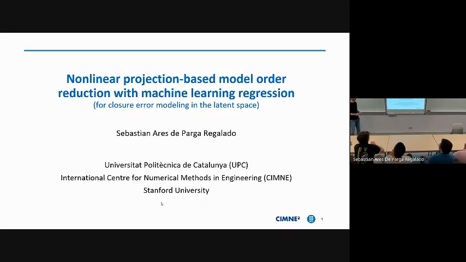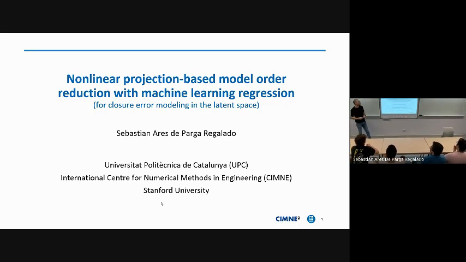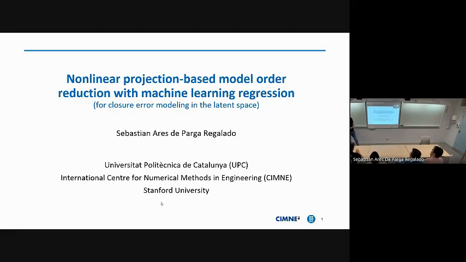I wanted to share what I have been working on the past few months. So here is nonlinear projection-based model order reduction using interpretable machine learning.